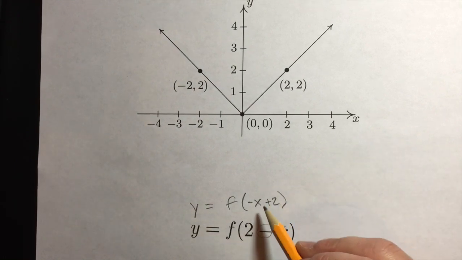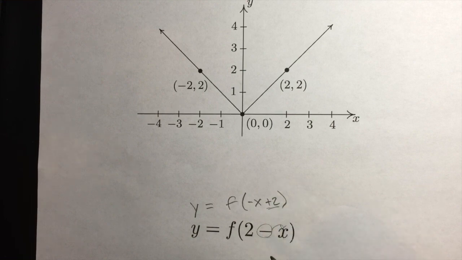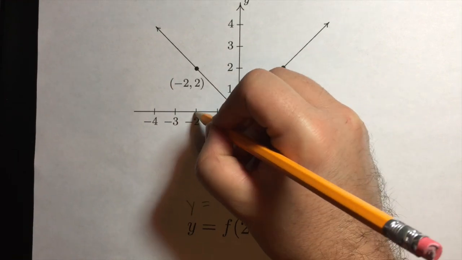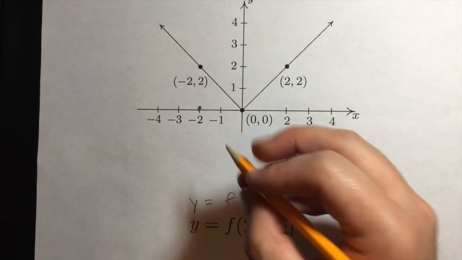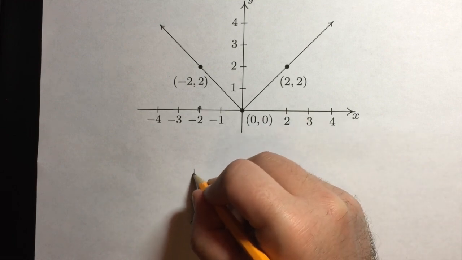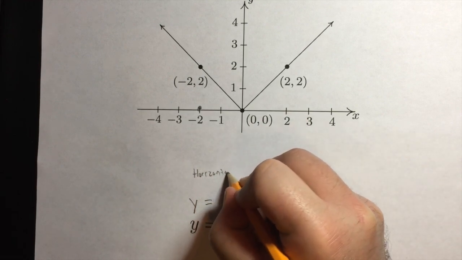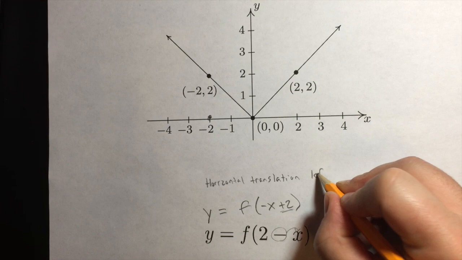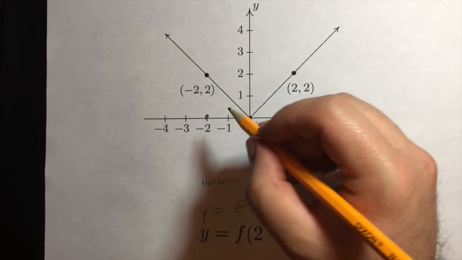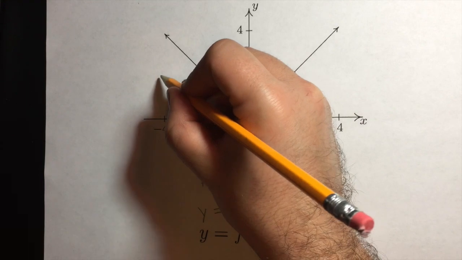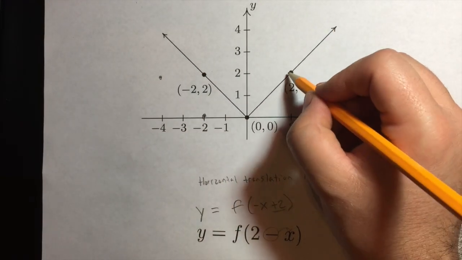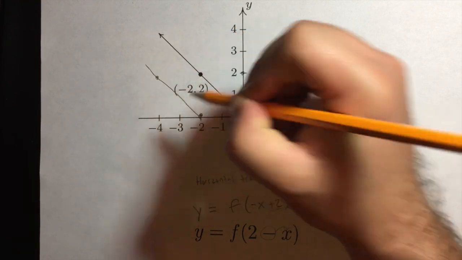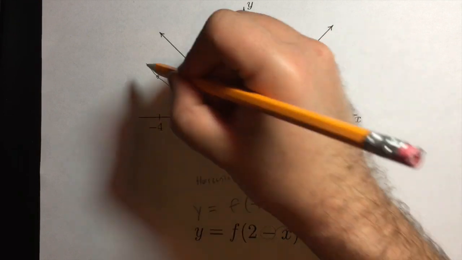So first thing we're going to do is this part. Plus 2 means we are moving it to the left. 1, 2. So first is a horizontal translation. Left 2, moving it left 2. So this is my first part of the transformation.